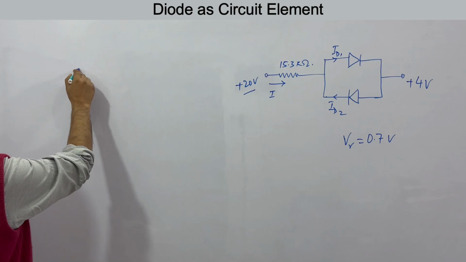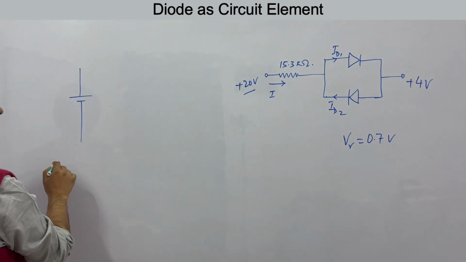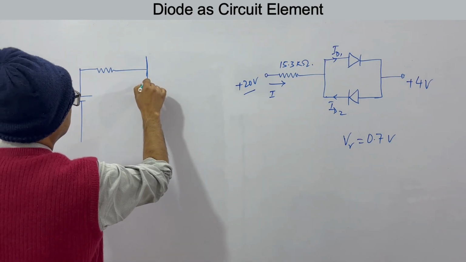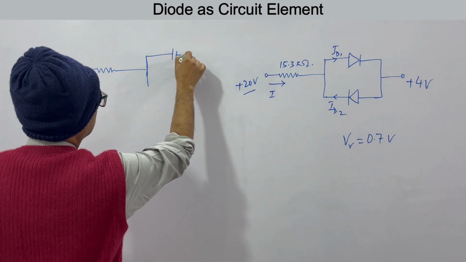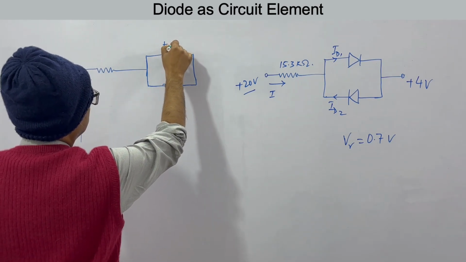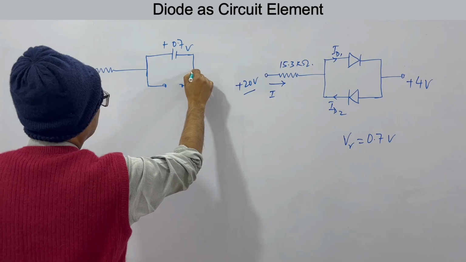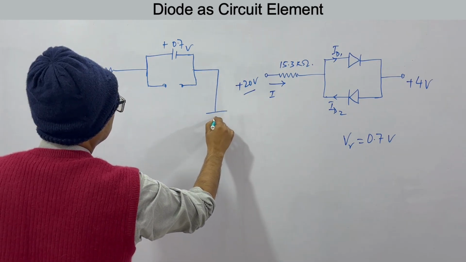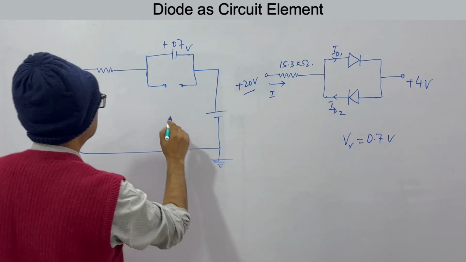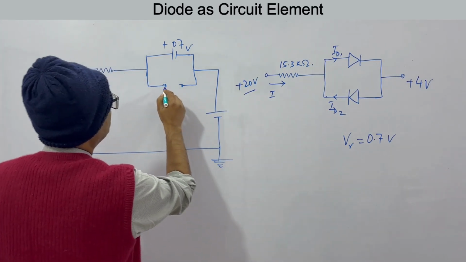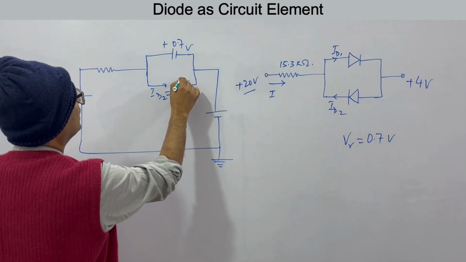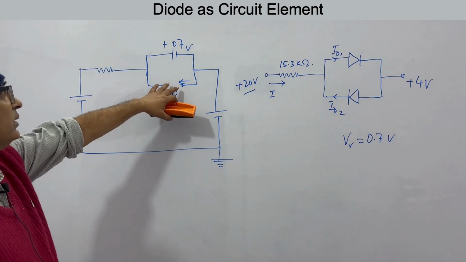So effectively an easier picture would be like this. This will be 0.7 volts, and this is your actual picture. Because this is reverse biased, it will behave like an open circuit. Therefore, your ID2 is equal to 0. No current will flow in this direction. Why? Because this is an open circuit.